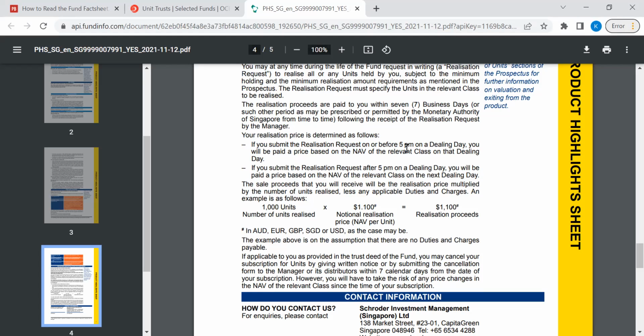Because usually from my understanding, they will have a specific time in the day. So let's just use 5 p.m. for example. They will calculate the net asset value of the unit at 5 p.m. So even if you submit the form at 10 a.m. and you think the price is good, but the market drops by 5 p.m., you still get the price calculated based on that time of the day.